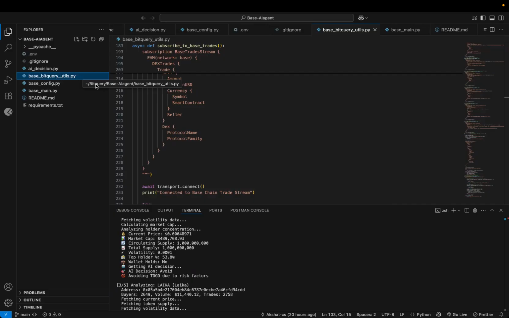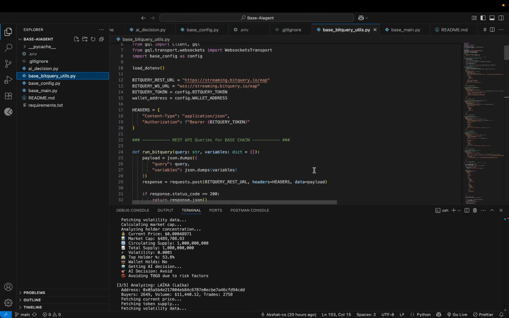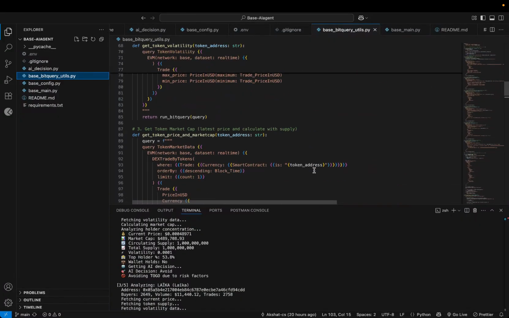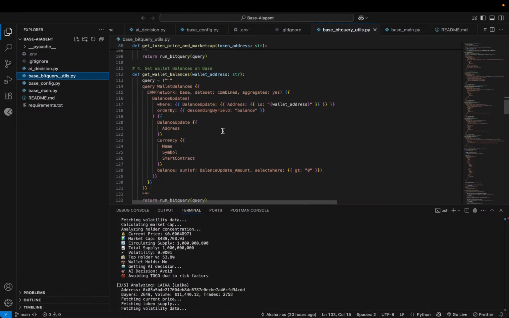This base Bitquery utils file contains all the Bitquery APIs that we are running here. The architecture is beautifully simple. We use 7 key Bitquery queries. Firstly, the trending token query. Then we do volatility analysis for the token. Then we calculate the token's price. Then we calculate the balance of our wallet for that particular token.